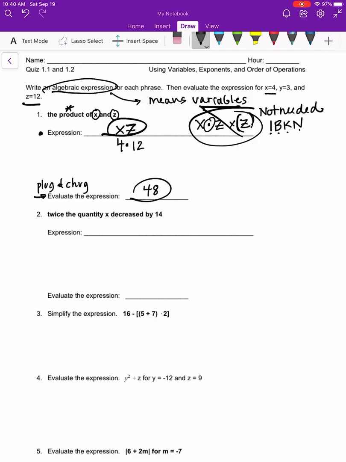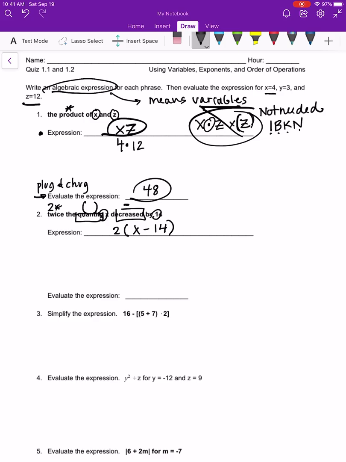Number 2, it was obvious who watched videos and did homework because you knew what to do. Twice means 2 and times. Quantity means parentheses. I don't know how many of you missed that. Quantity means parentheses. And again, that's in my video on 1-1. X decreased, which is subtract, by 14. So this would be 2 parentheses x minus 14. That's what I was looking for.